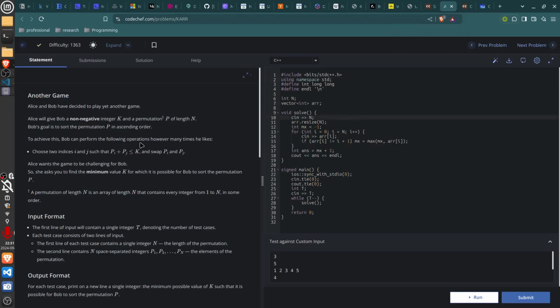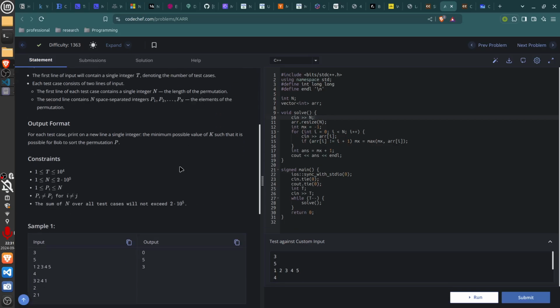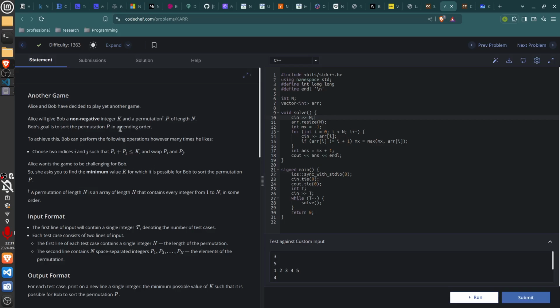Okay, this one, Another Game. Given an even integer, you have a permutation, and the goal is to sort the permutation in ascending order. But to achieve this, Bob can only perform these operations. Choose two indices such that the sum of the two values is less than or equal to k, and swap p_i and p_j. So you want to find the minimum value for k, the minimum value you can use to swap elements and get it sorted.